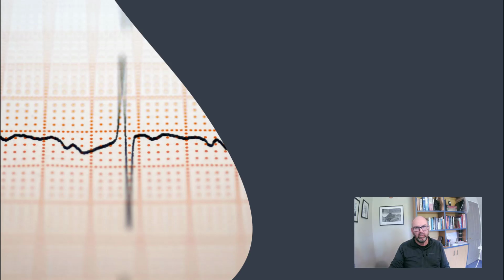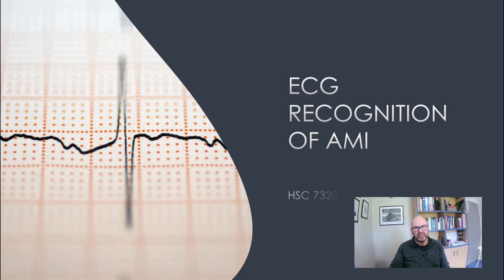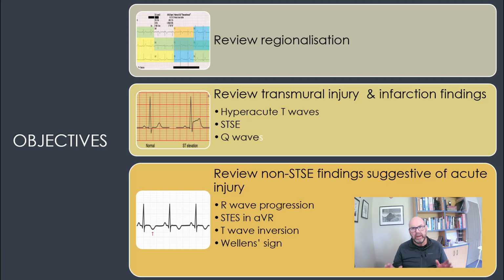Kia ora, and welcome to this presentation in which we discuss the ECG recognition of acute myocardial infarction in other ACS presentations. There are two main topics for this presentation. The first is going to review our existing knowledge when it comes to recognizing the ST segment elevation in acute myocardial infarction. The second area is going to look at the worrying ECG signs that indicate an increased risk in terms of an ischemic injury or other adverse outcomes that are associated with ACS.